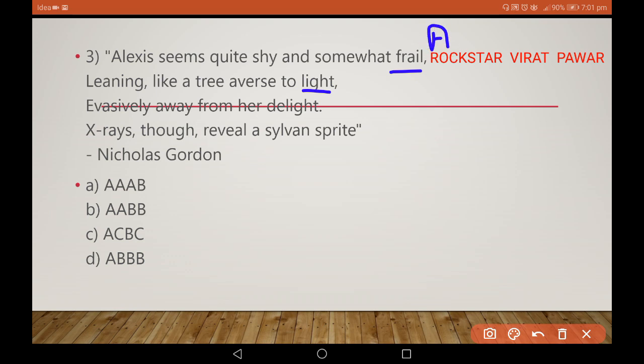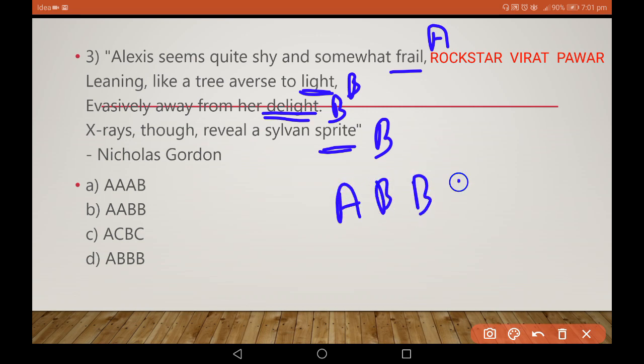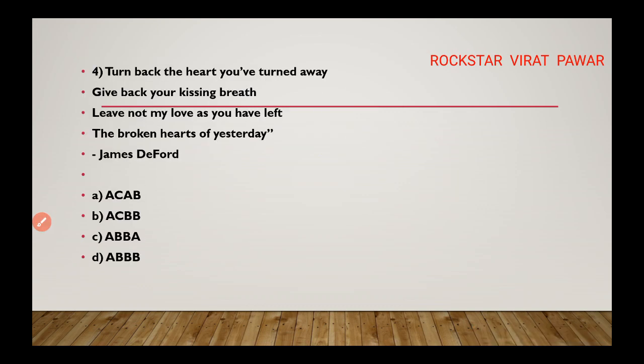That's why we write A, then we will write B. Light, delight and sprite are in a rhyming scheme. So we write BBB in front of them. That's why we get the A, B, B pattern. So the question's answer is option D. In this way we find that answer.